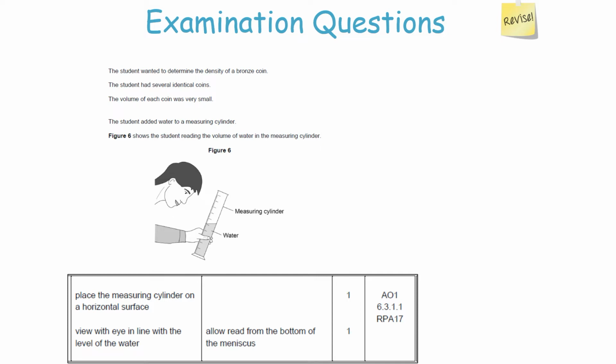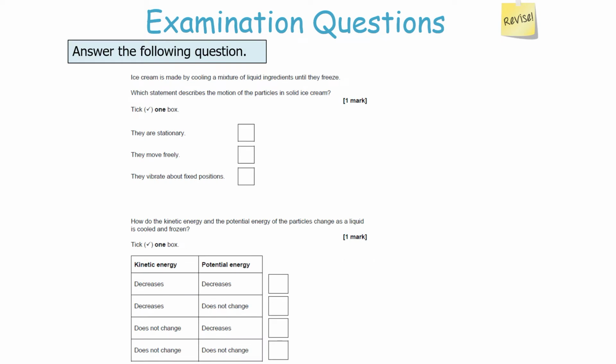The next question says, ice cream is made by cooling a mixture of liquid ingredients until they freeze.